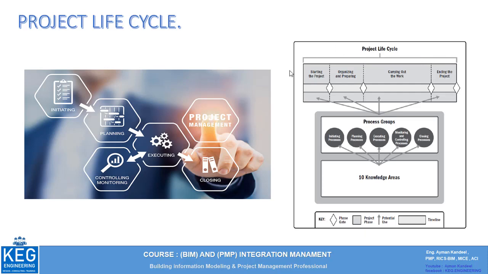So these 4 phases figure in the process groups, which are 5: initiation, planning process, execution, and monitoring and controlling, and closing. So 5 process groups under 4 phases of the project life cycle. Under these 5 process groups, there are 10 knowledge areas. We are going to study each knowledge area from project management one by one.